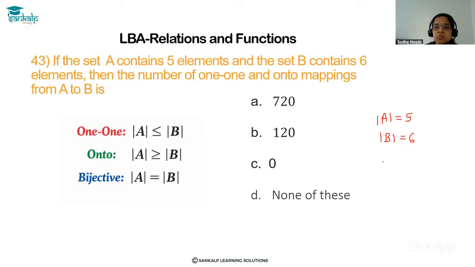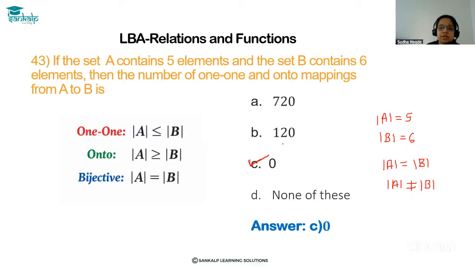To be bijective, you know that mod A must be equal to mod B. But here mod A is not equal to mod B. So a bijective map is not possible. Means the number of one-one and onto mappings from A to B is 0. It is not possible. So it is 0. So option C, 0, is the correct answer.